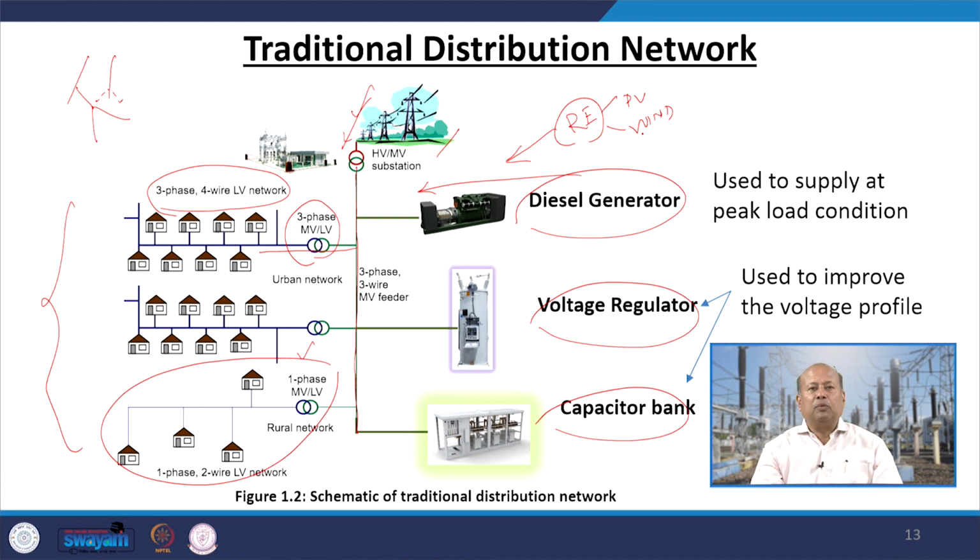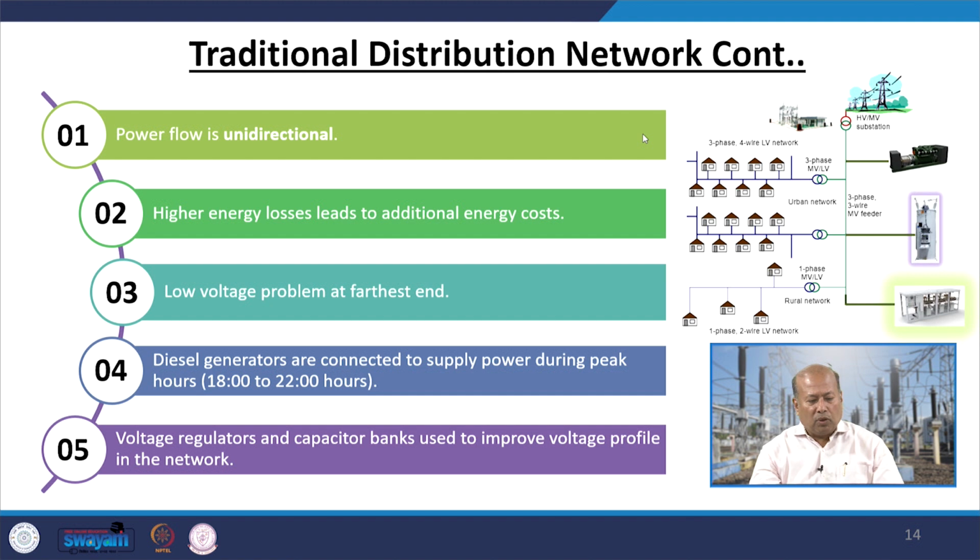So let's move further and try to understand more about the traditional distribution network, in which the power flow is unidirectional, and the higher energy losses lead to additional energy cost. There are low voltage problems at the farthest end, diesel generators are connected to supply during peak hours, and voltage regulators and capacitor banks are used to improve the voltage profile in the network. Now, there is a main important point in a distribution system.